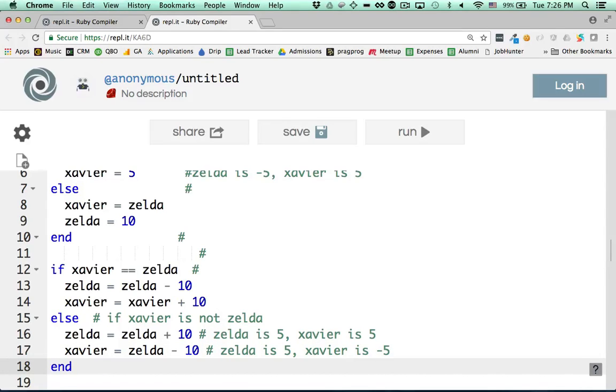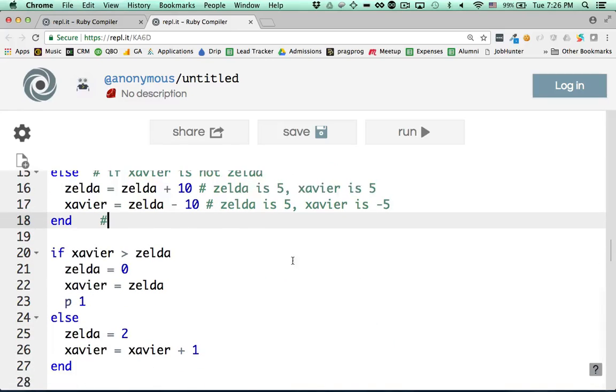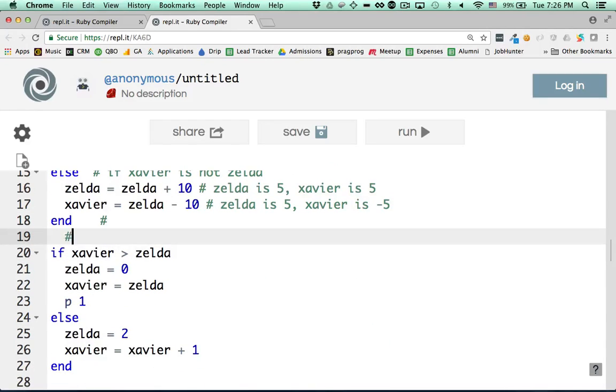Do we run line 18? Yeah. Okay, we're almost done. Line 19 is blank, yeah, we run it. Line 20, if Xavier is greater than Zelda, do we run that line? What about the line itself? We run the line itself. Is Xavier greater than Zelda? No. It's 10 less than Zelda, right? So do we run lines 21, 22, and 23? We do not. Ruby skips over them. We run line 24. How would you say line 24 in English? It's a little tricky. If Xavier is not greater than Zelda.